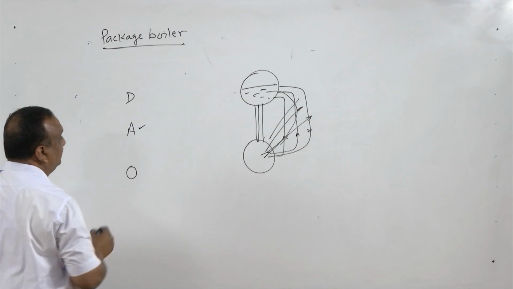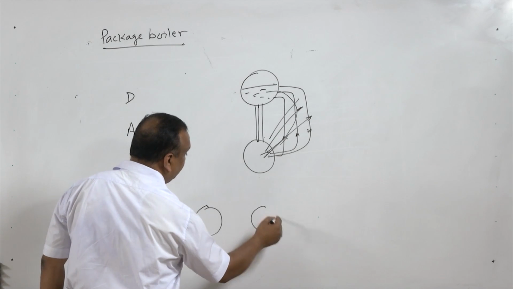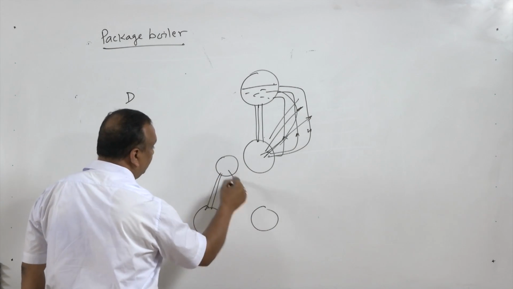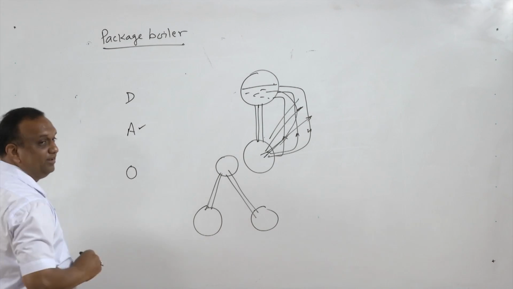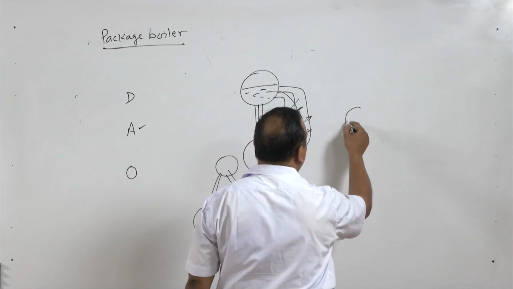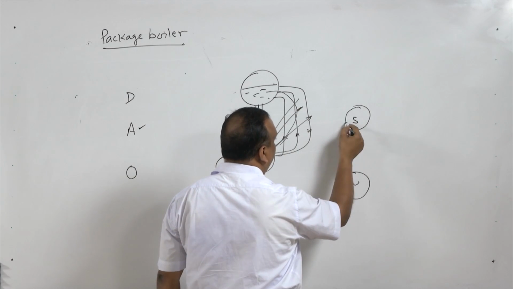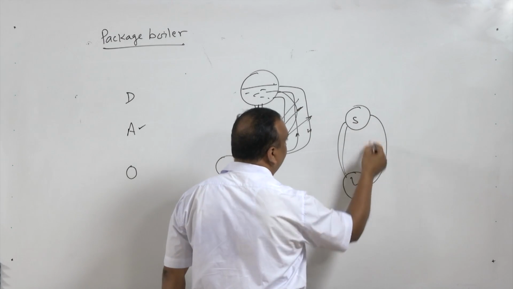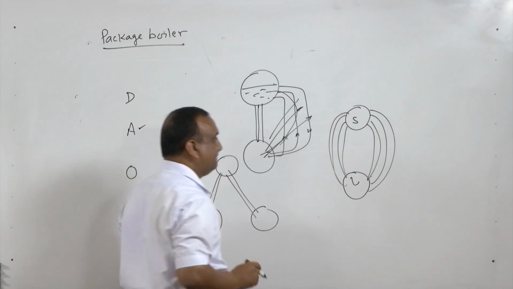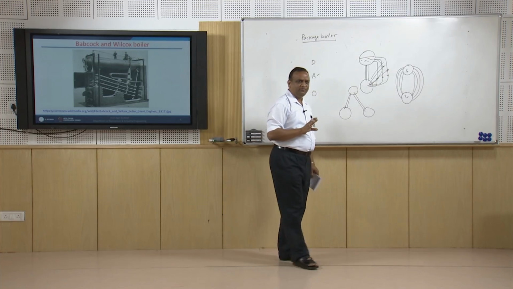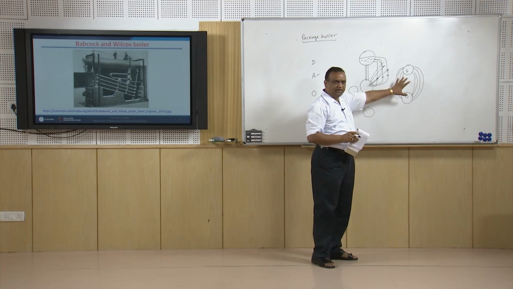Another type of arrangement is the A type arrangement. In the A type arrangement, there are two water drums and one steam drum. They are connected like this, right? Another type of arrangement is the O type arrangement. In the O type arrangement, there is a steam drum and a water drum, and the steam drum tubes are simply connected with the water drum tubes. So there are different configurations of steam drum and water drum connectivity in these boilers.